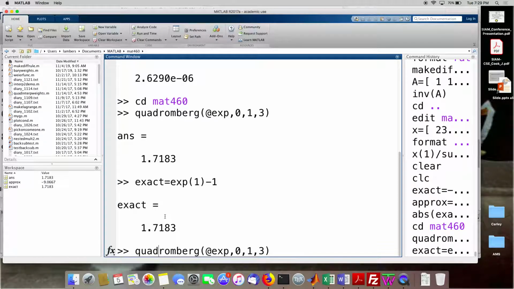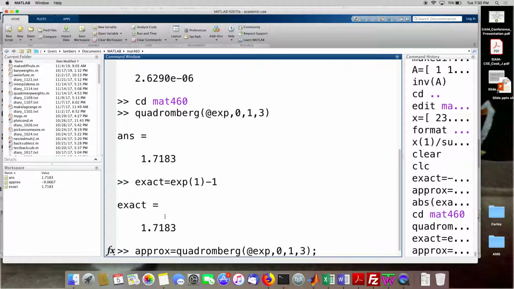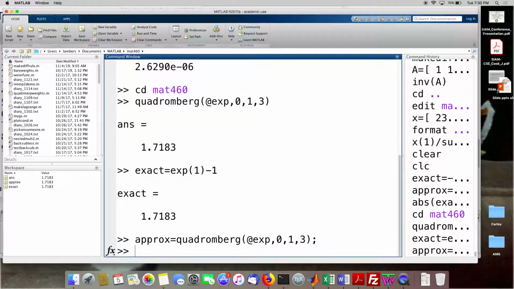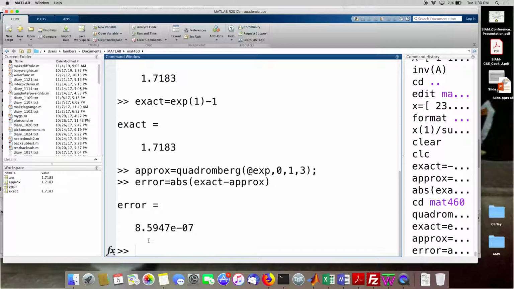Would it make a difference if you formatted it wrong? Yes, it would. All right, so the error is the exact minus the approximation. Okay, so it's pretty accurate. But it isn't what I wanted to show you.